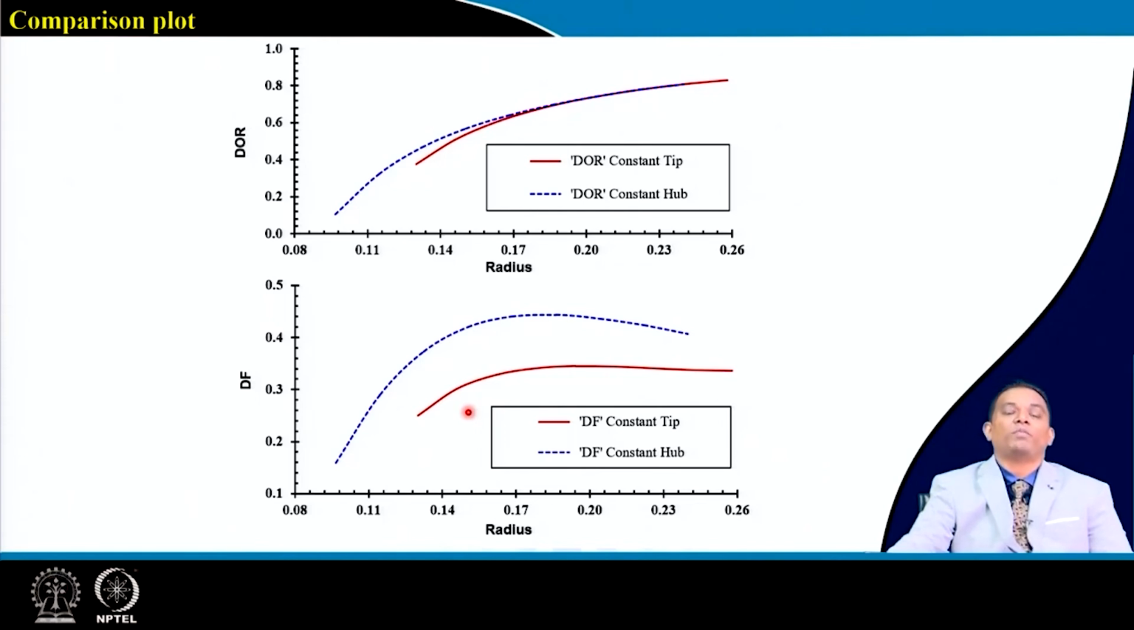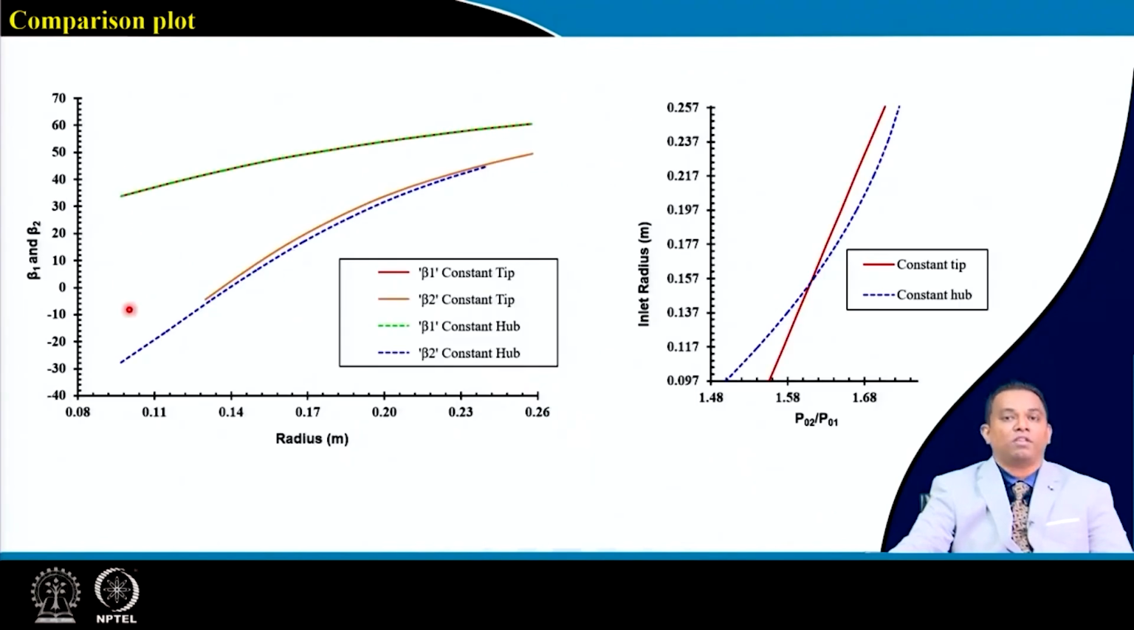Suppose you do the same design with a free vortex configuration. Your variation may be different, and it may be possible that your degree of reaction near the hub region, for both the configurations, constant tip diameter and constant hub diameter, is coming to be lower at the hub station. Your delta beta will be coming to be larger for the free vortex concept. This advocates moving with the fundamental design approach, which will give you great control over what you are expecting.